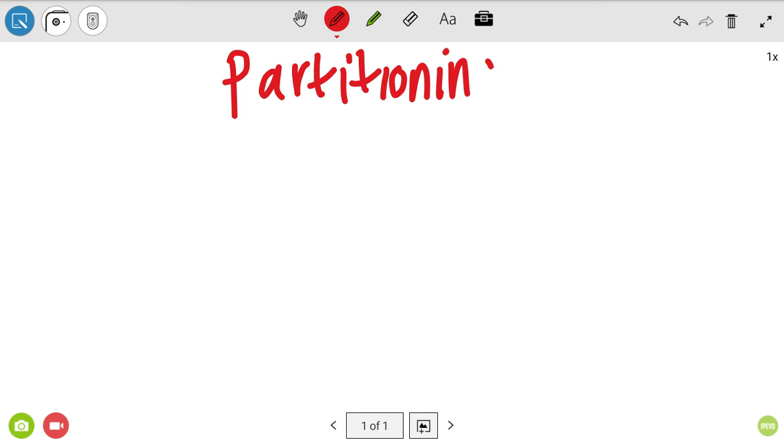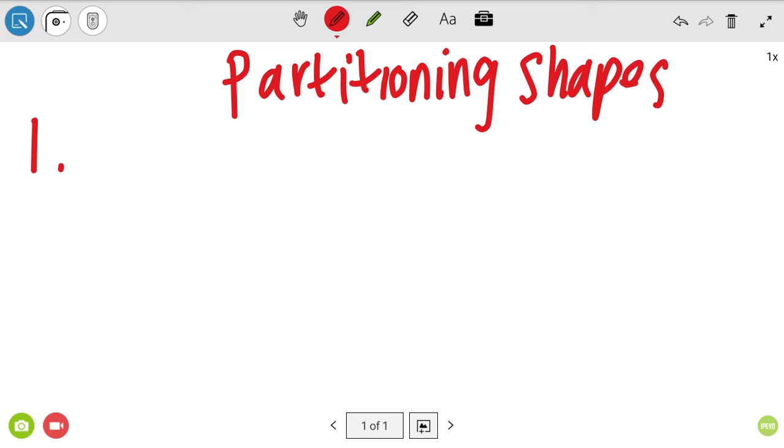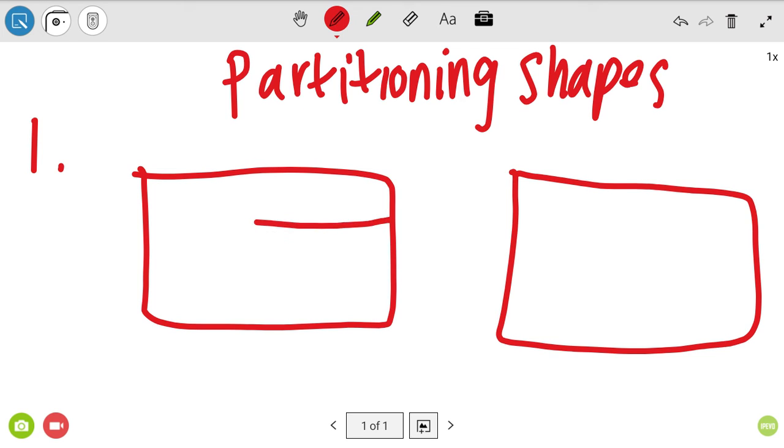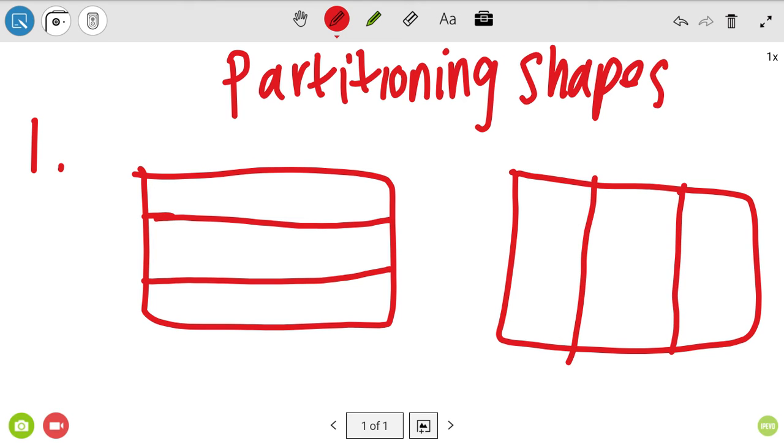Partitioning shapes. And we're on question 1. So basically we need to show 2 different ways to partition this shape into thirds, okay? So we could partition it into rows like this, or we could partition it into columns like this.